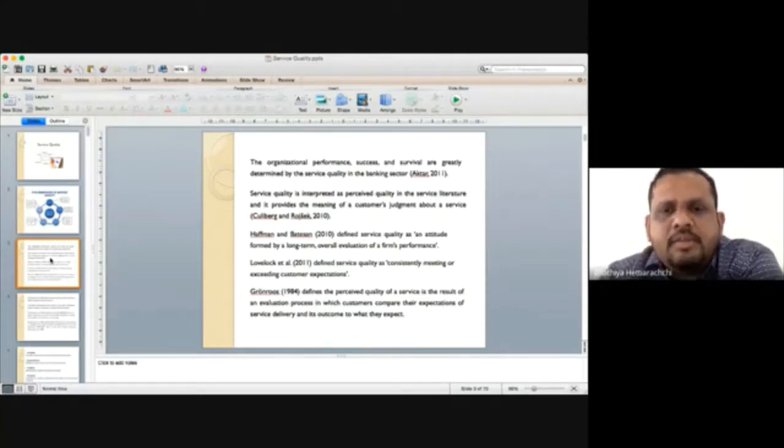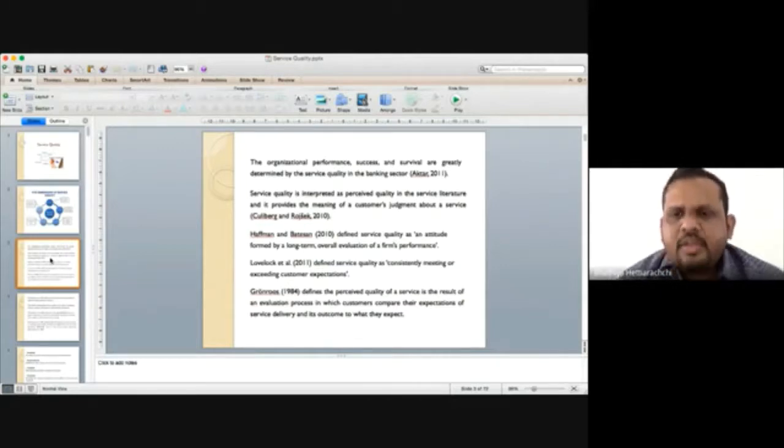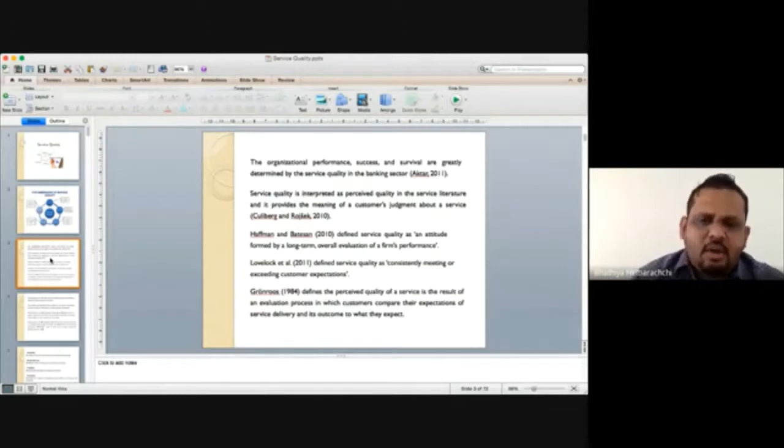Then when you go to Lovelock, he defines service quality as consistently meeting or exceeding customer expectations. Now here he goes back to the general term. When you ask the question, what is quality? For most of us, quality is meeting the expectations. So if you have a particular expectation and the product meets it, we say it's a quality product, right? So when the product or the service consistently meets or exceeds customer expectation, he says that is interpreted as service quality. And so that is Lovelock.